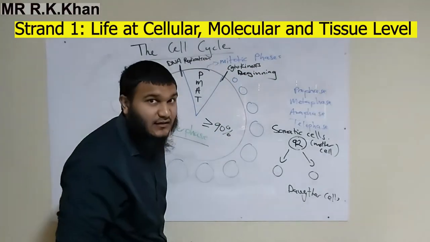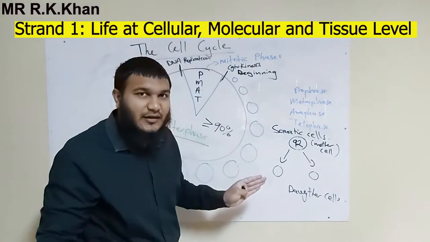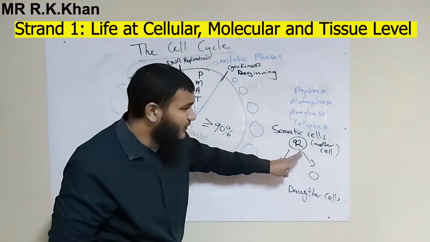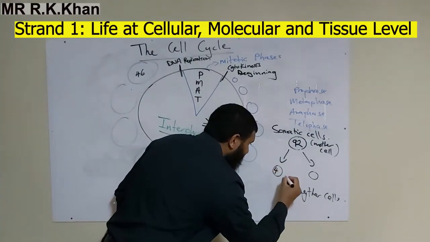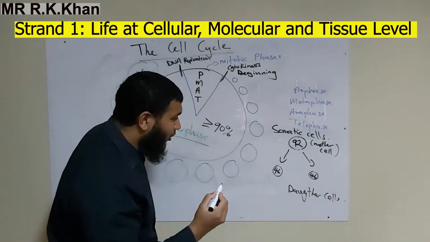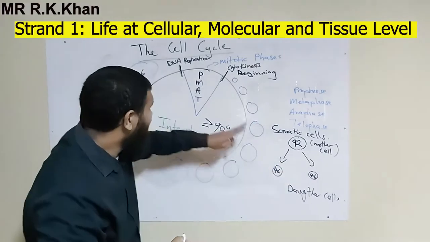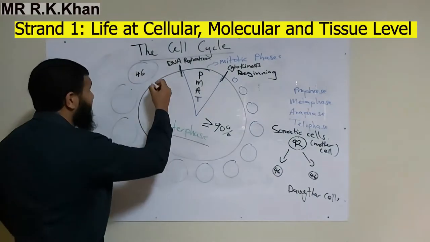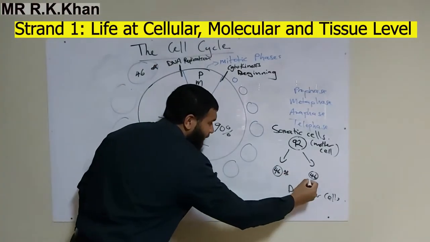Cytokinesis will occur. Cytokinesis basically means that the cell will split equally. So the 92 chromosomes in the mother cell will split equally into 46. Now, if you look at the daughter cells, you can see they are 46. Are they identical to this mother cell? Yes, they're identical. This mother cell here is identical to these daughter cells here.